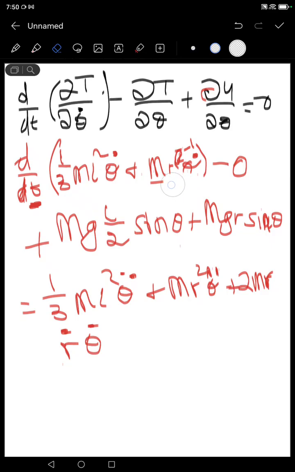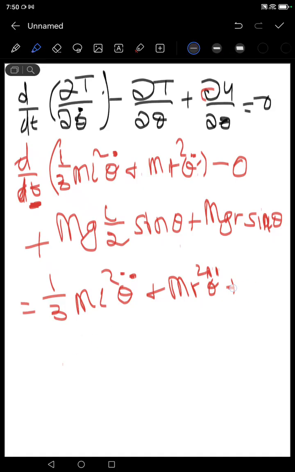No, can you please repeat that? That 2mr r dot theta dot. Why are we getting r and then after that we put another r dot? Okay, this one you get it. We were differentiating with respect to theta. That's where we have theta double dot, mr squared theta double dot. So here we have the r squared and the theta.